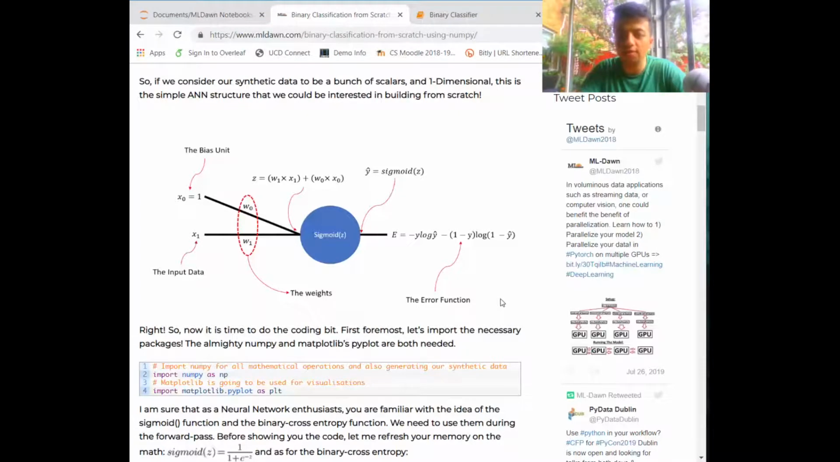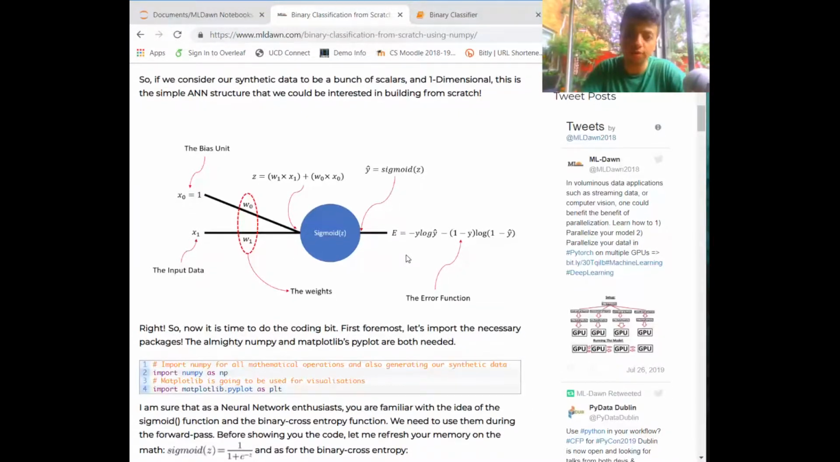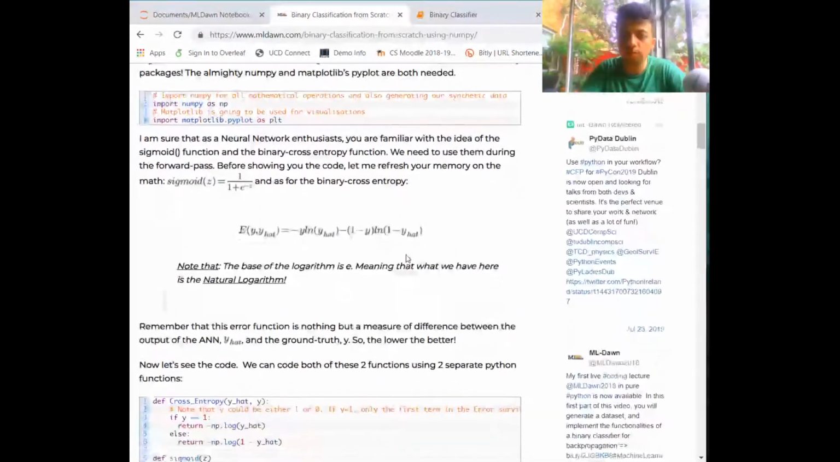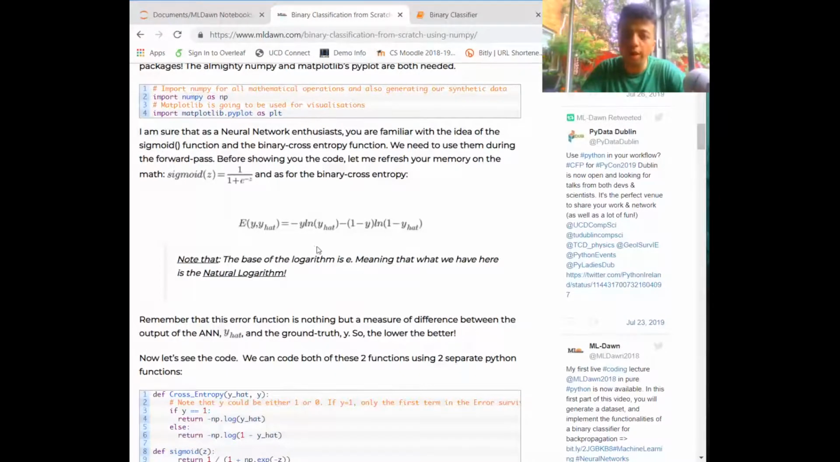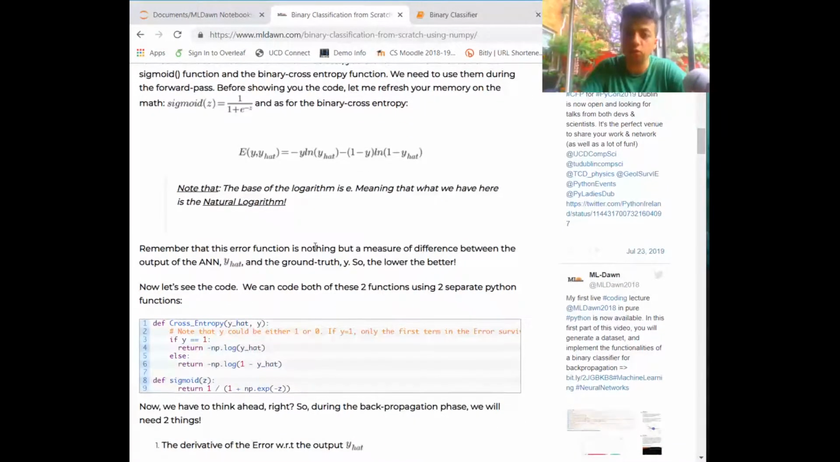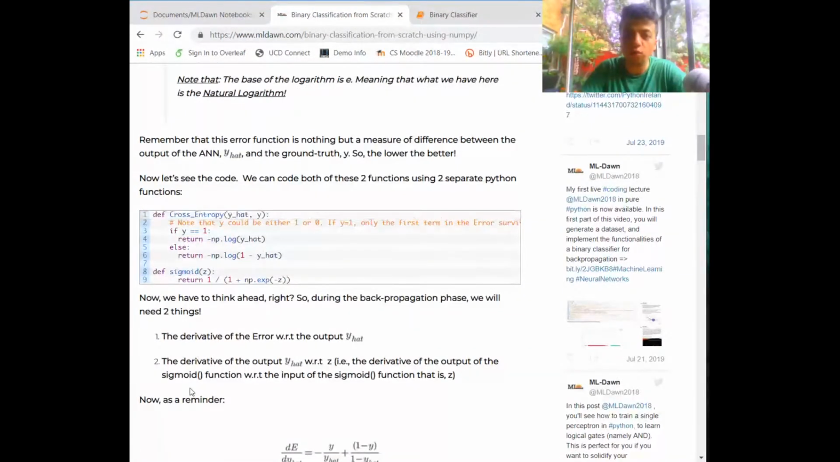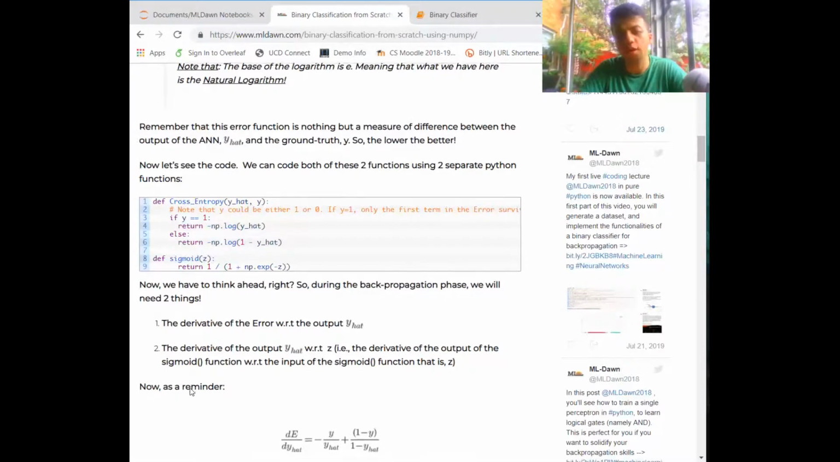So you can see z, y hat, and your binary cross entropy error function. This was the error function that we have already implemented. Y is the ground truth, y hat is the prediction of your network, which is the ultimate output. This is how we implemented it. Again, this is the post that is related to this particular video. You'll find the whole code in this blog post at mldone.com.